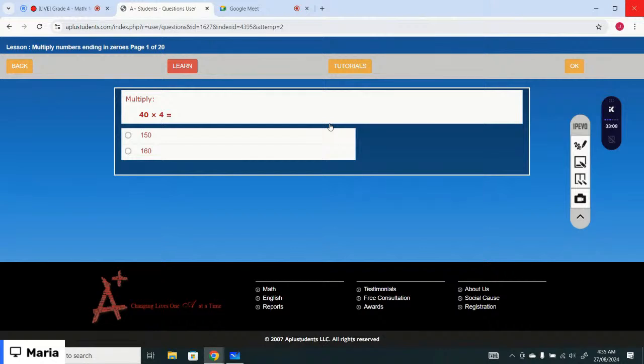That is 4 times 4 you have to do, right? So 4 times 4 makes 16. You have one zero, then add 0. So the correct option is 160.